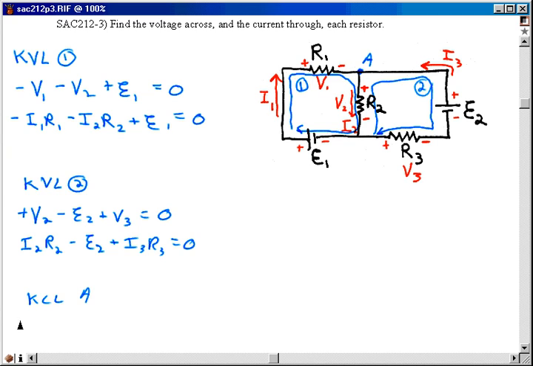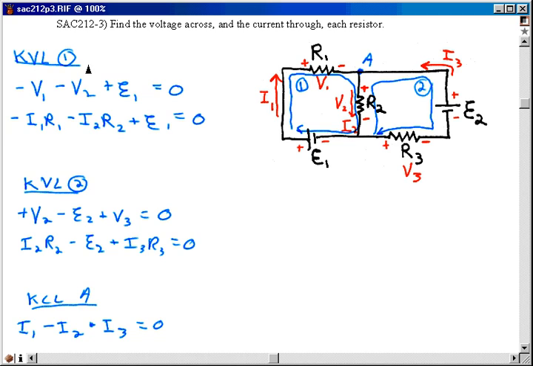And then the current law at junction A, total current in is equal to 0. So I got I1 coming in. This arrow is labeled I2 here and it's leaving, so that's a minus I2 into junction A. The current that's leaving junction A is the negative of that amount of current coming into it, and then I got plus I3 coming into A. That's all got to be equal to 0.